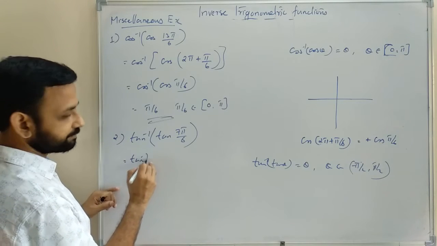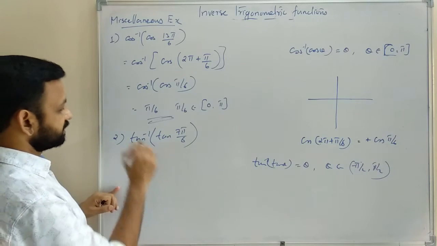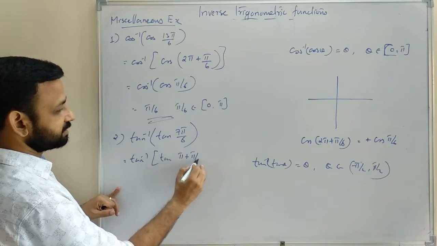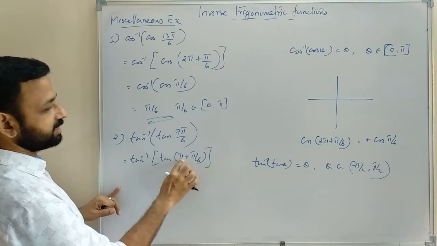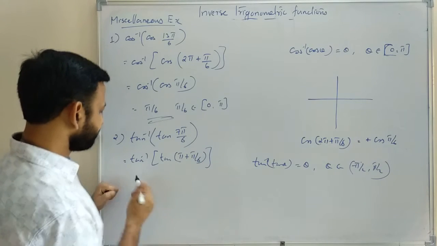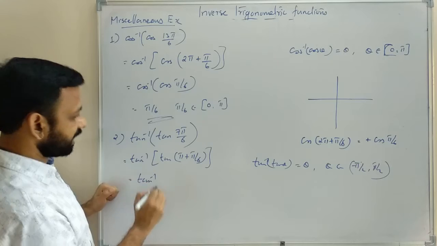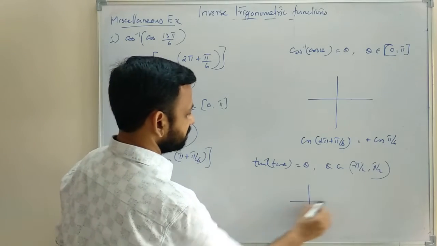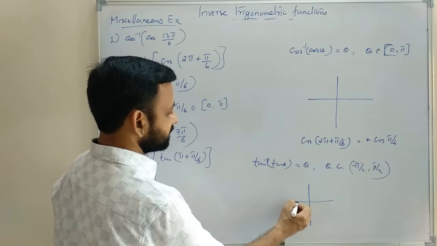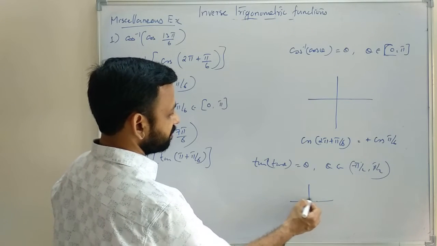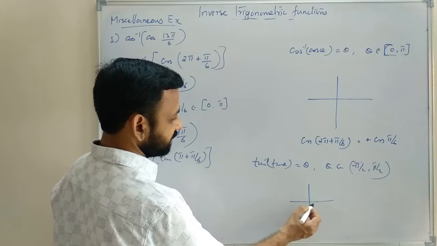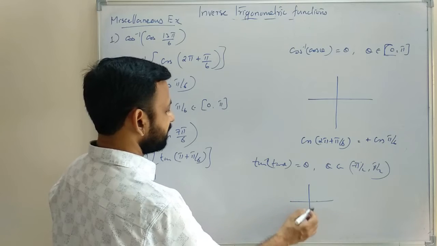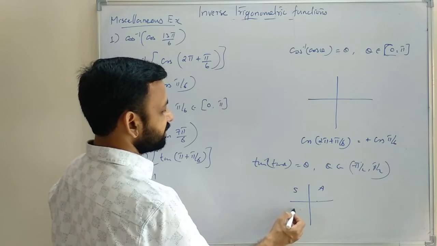That is tan inverse tan 7 pi by 6. So we can write it as tan of pi plus pi by 6. So pi plus pi by 6, that is 6 pi plus pi, that is 7 pi by 6. So that is equal to tan inverse tan of pi plus pi by 6. So for the quadrant, pi plus, that means the third quadrant. In the third quadrant tan is positive.